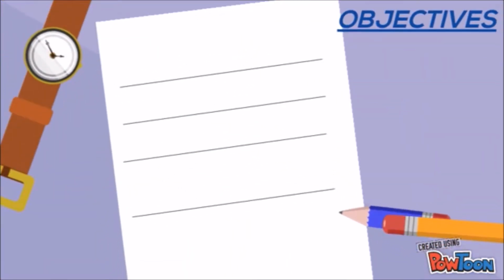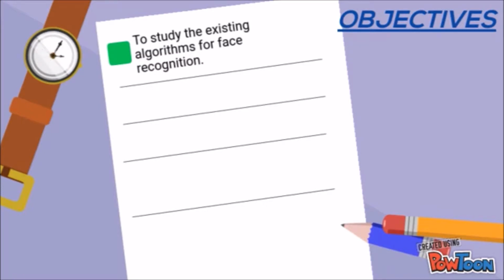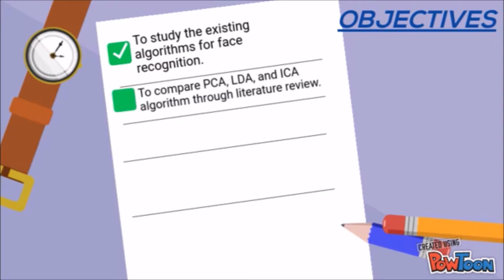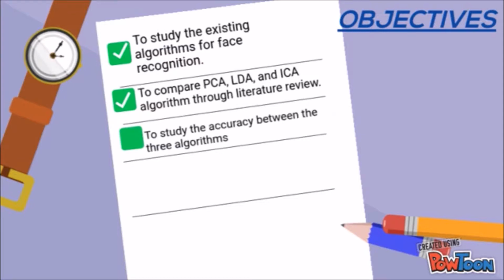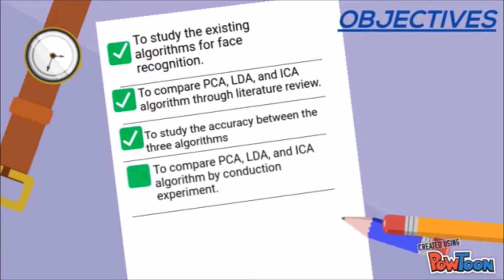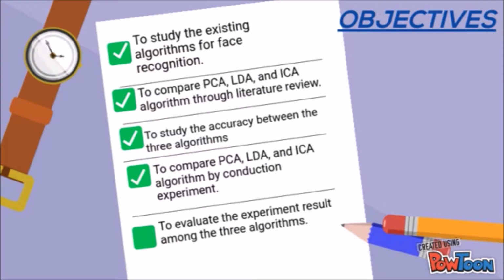Now we will discuss the objective of this research. First objective is to study the existing algorithms for face recognition. Second objective is to compare PCA, LDA, and ICA algorithm through literature review. Third objective is to study the accuracy between the three algorithms. Fourth objective is to compare PCA, LDA, and ICA algorithm by conducting experiment. The last objective is to evaluate the experiment result among the three algorithms.